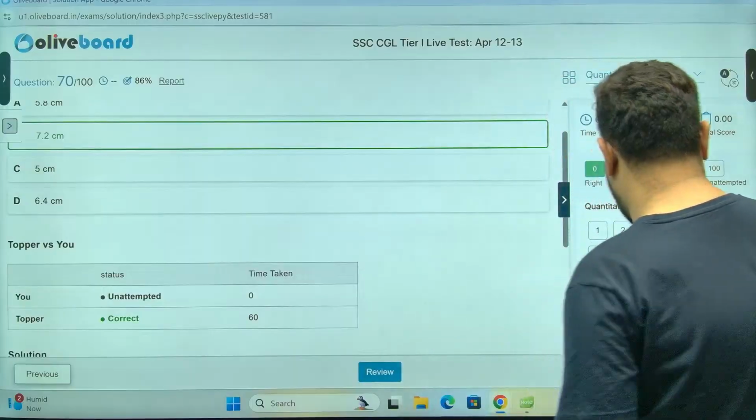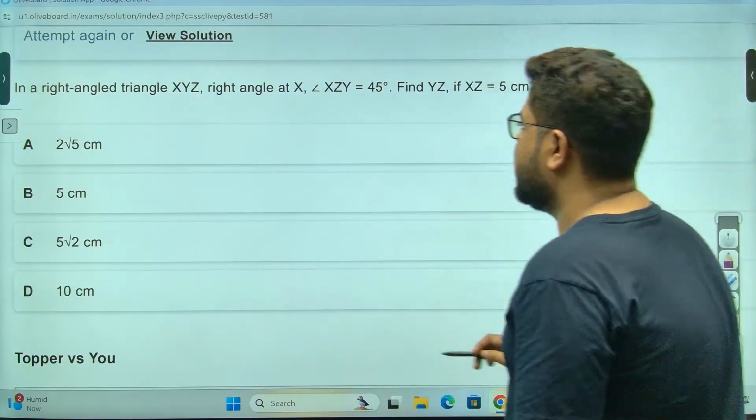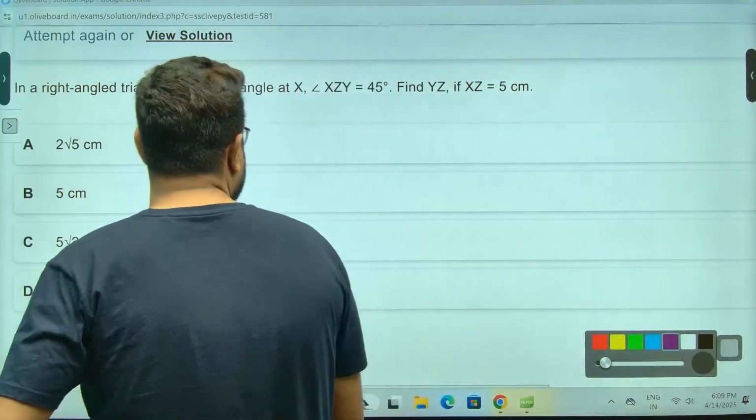Sir, done, sir. Now, a right angle triangle is given. X, Y, Z. Sir, X, Y, Z.